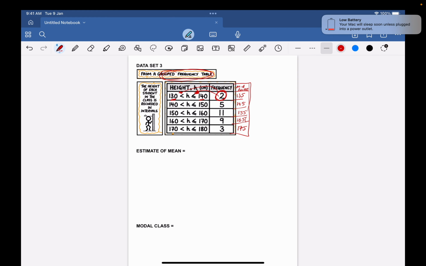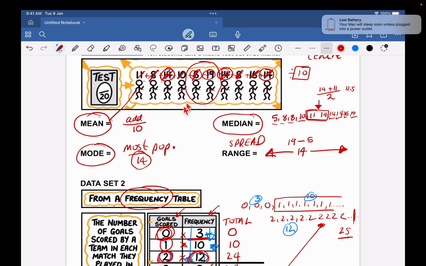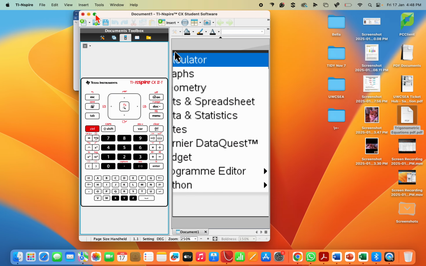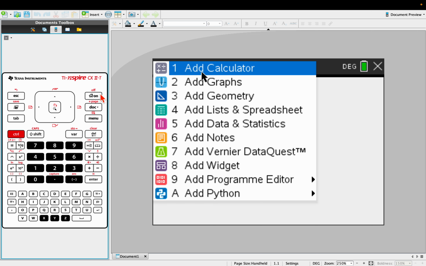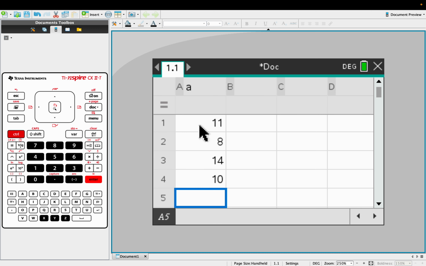Right, so now I'm going to pause there, and let me show you how to do these on the TI-Nspire. We'll start with the single list here. We've got the TI-Nspire, here it is, and we go to the home menu. We add a spreadsheet. All right, now I'm going to call this A, the first list, and just type them all in. This was 11, 8, 14, 10, 5, 19, 14 again, 8, 16, and 14. And look, we can see there's 10 data points.